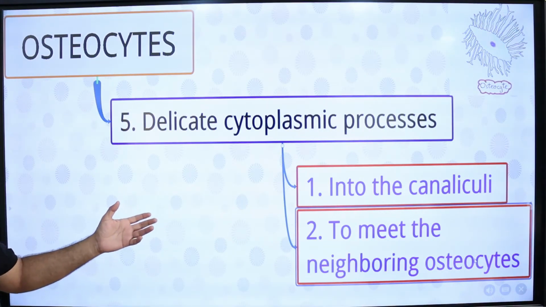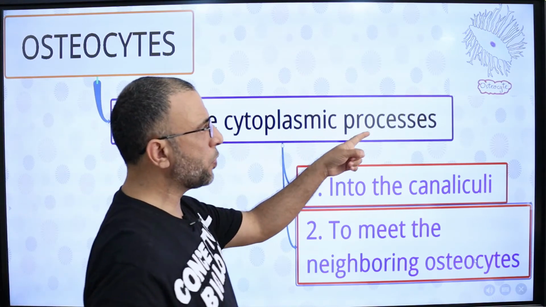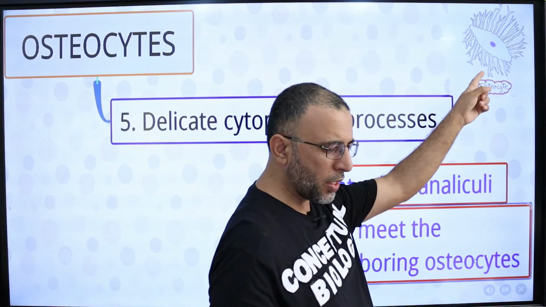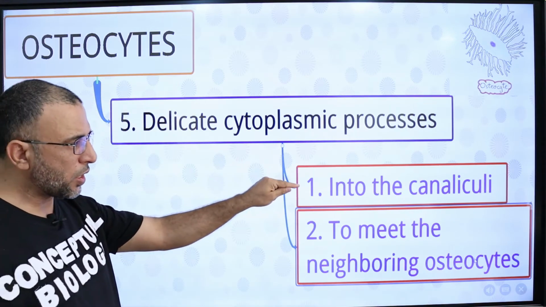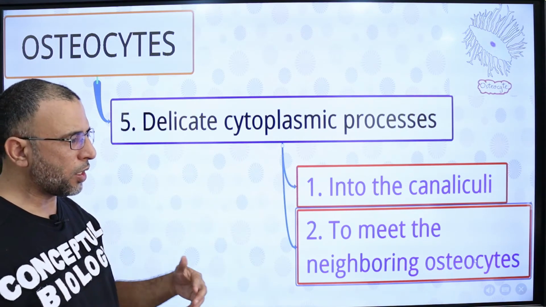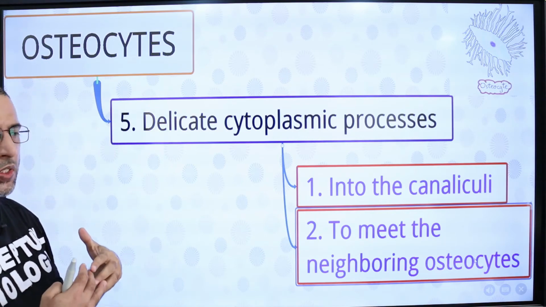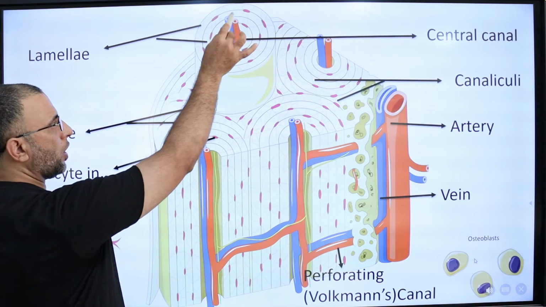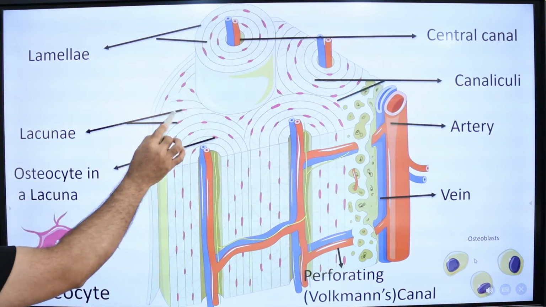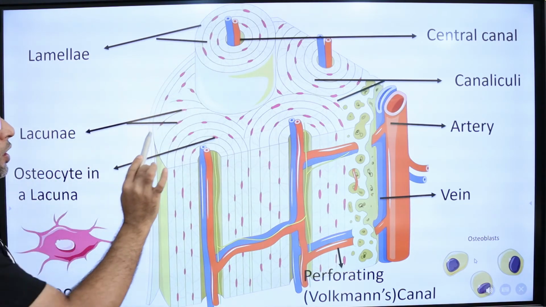Osteocytes, which are the living bone cells, have cytoplasmic processes. These are cytoplasmic extensions that extend into the canaliculi and meet the neighboring osteocytes through gap junctions. So this is one osteon, and this osteon has concentric rings which are called lamellae.